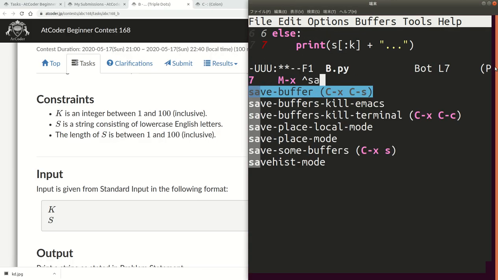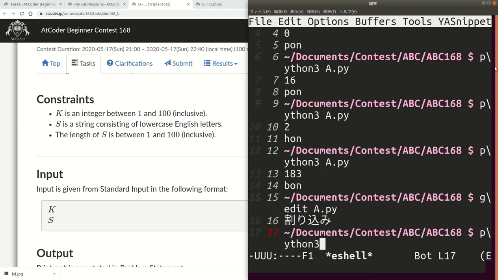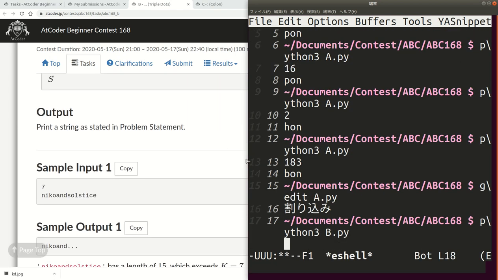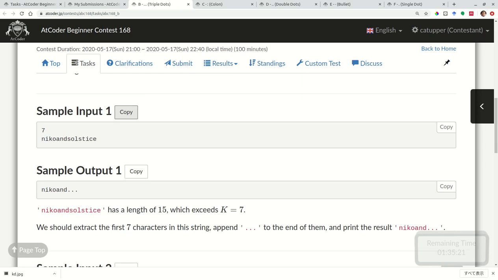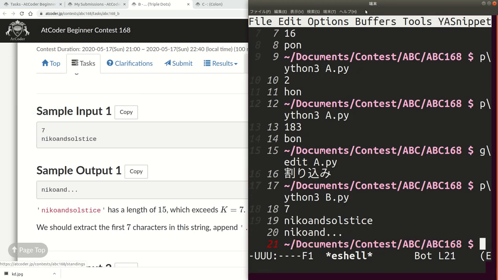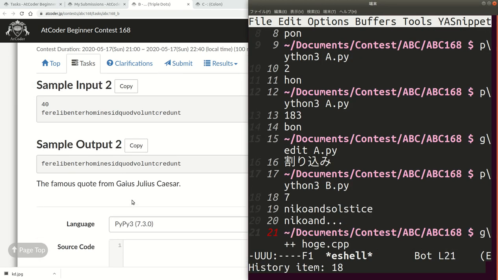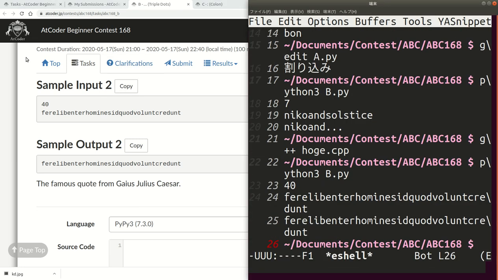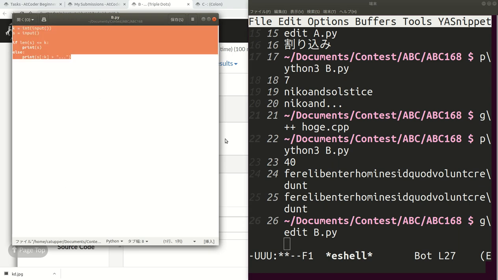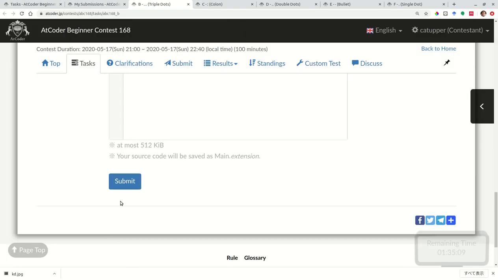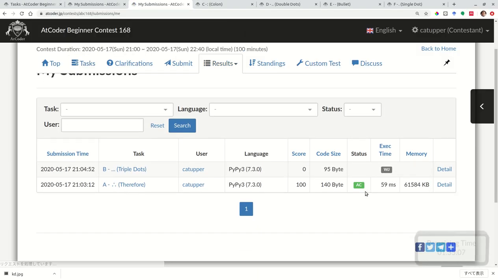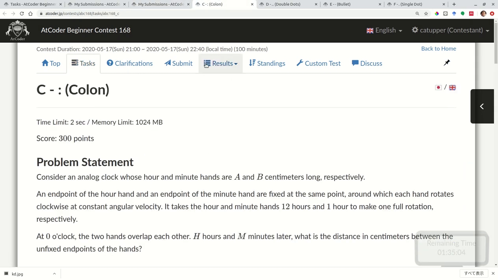Okay. B.py. Let's check with this. If we get "nico..." with triple dots, it's okay. And if it doesn't exceed, just output the same thing. Okay, so let us submit this. How was it? And A was AC. Thank you. Next is problem C.